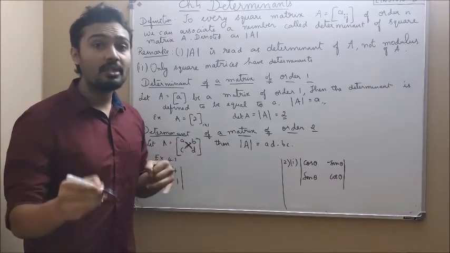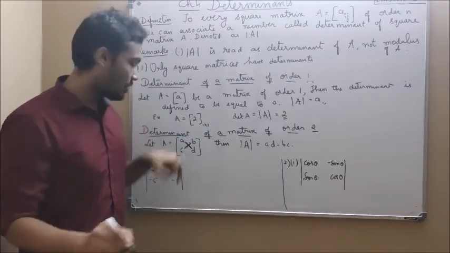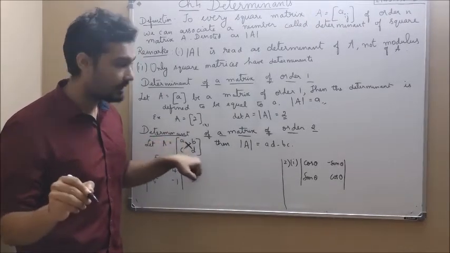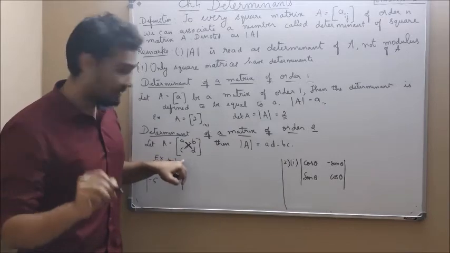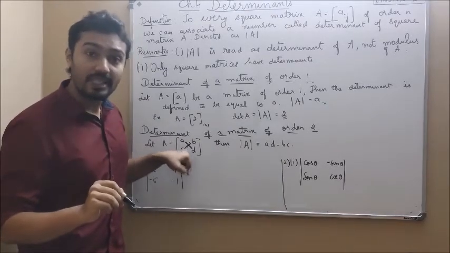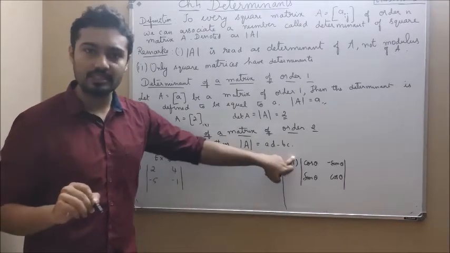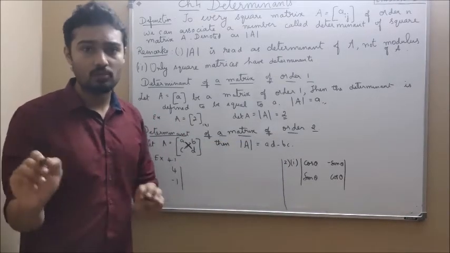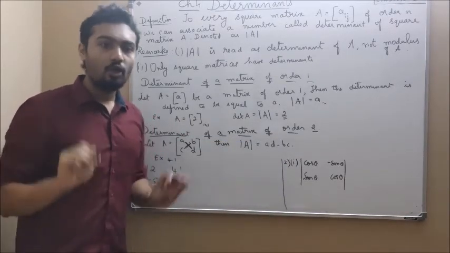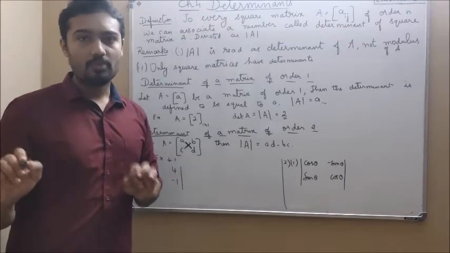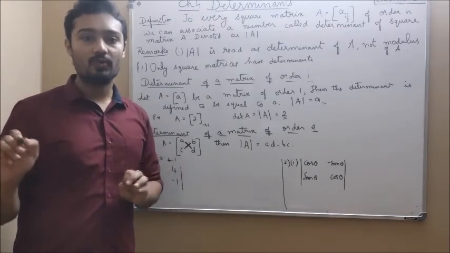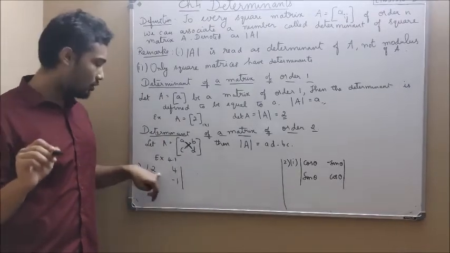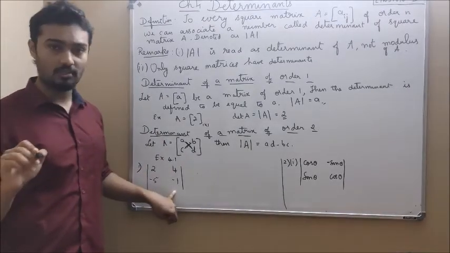So what is the determinant of a 2 cross 2 matrix? You multiply the diagonal ad minus you multiply the other diagonal bc. So ad minus bc. That is nothing but the determinant of a square matrix of order 2. As simple as that. So we will take one example. We will do exercise 4.1. First question. We have to find the determinant of [2, 4; minus 5, minus 1].